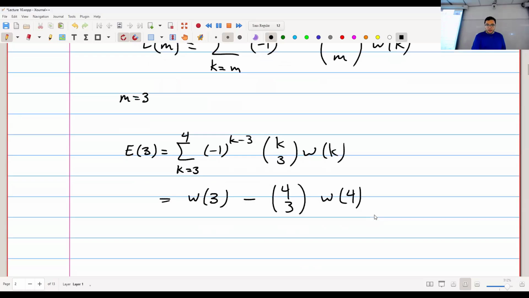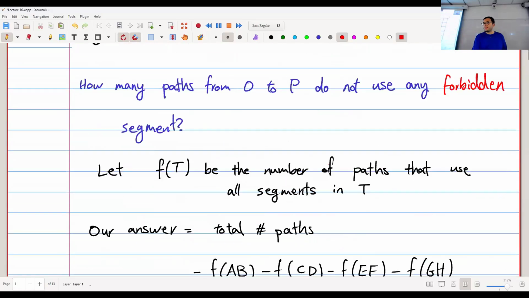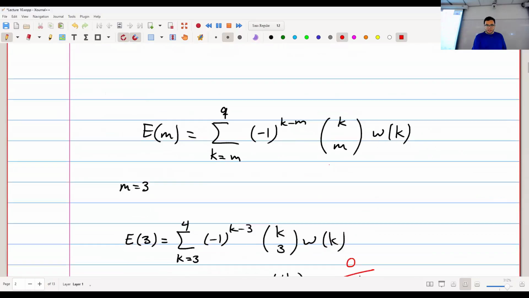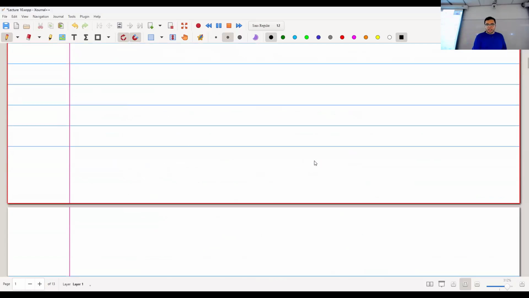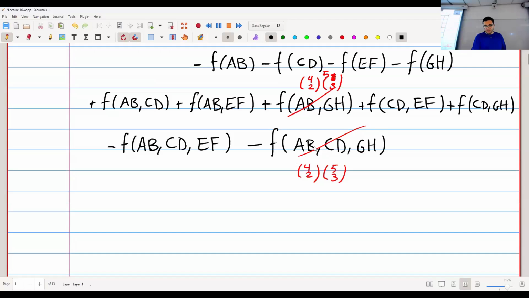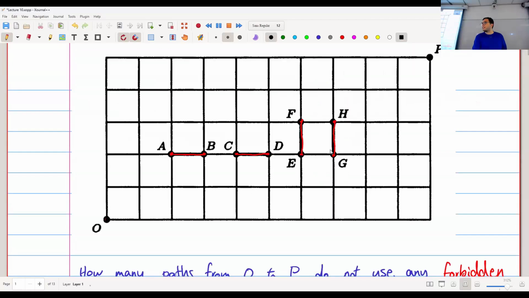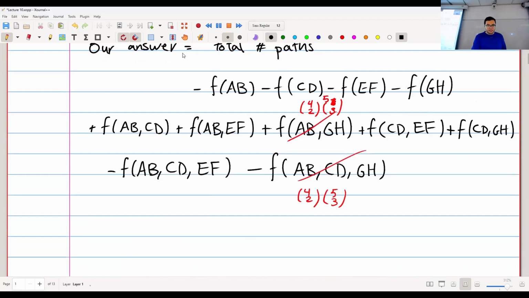Right? Now, in this case, again, I'm lucky: W of 4 is 0, because I don't have any paths that go through all 4 of these segments. So I just have to find W of 3. And W of 3 is basically, I have to look at every subset of 3 segments out of these 4, and I have to ask how many paths do I have that go through all 3? But it's this thing that I have here, right?